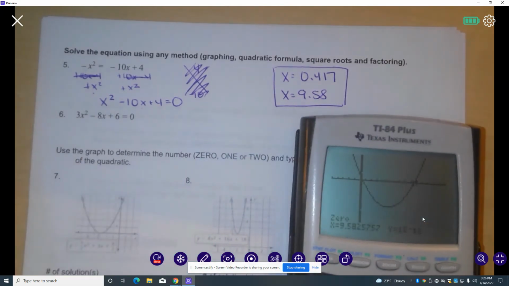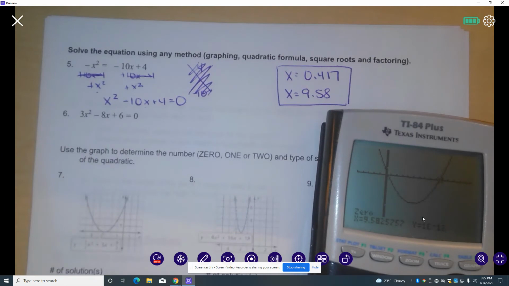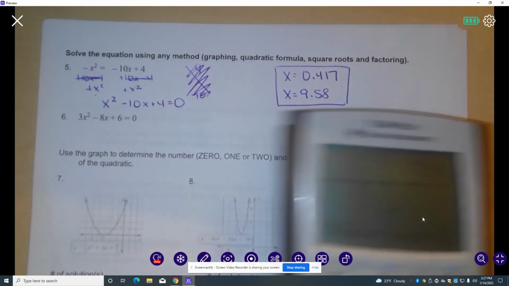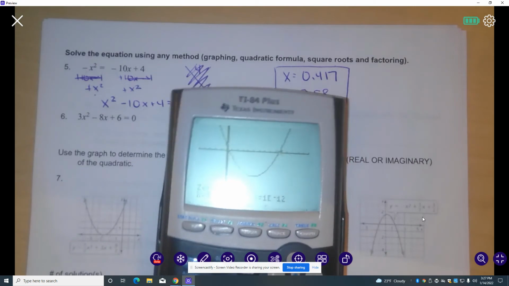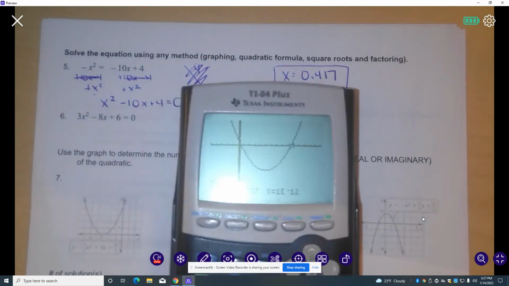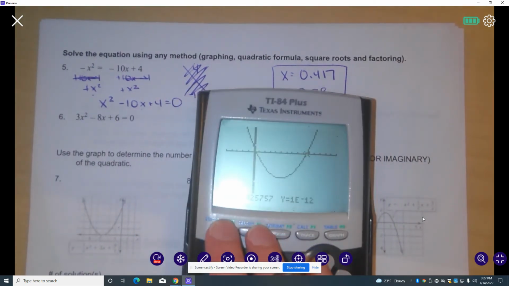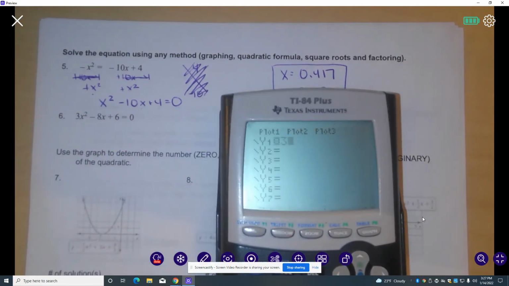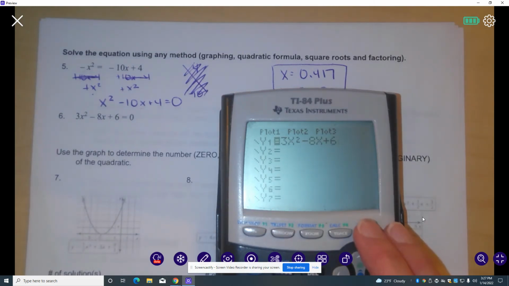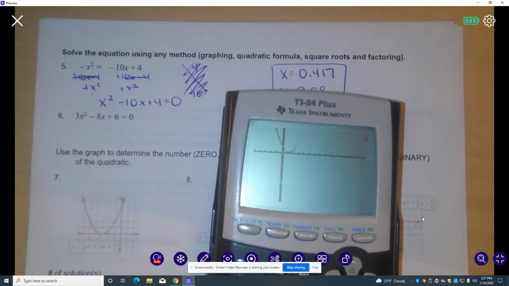All right, last one. This one is set equal to 0. Okay, and so I'll go ahead and try graphing this parabola to see what it looks like, like I did with number 5. So I'm going to go ahead and put 3x squared minus 8x plus 6. And I'll graph this. I probably will have to change my window. Yeah, I'm going to zoom in a little bit.